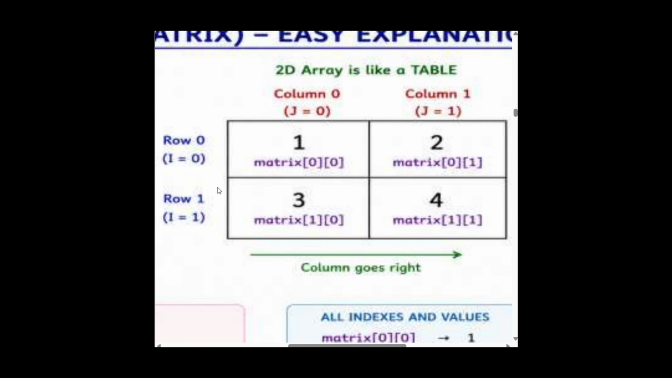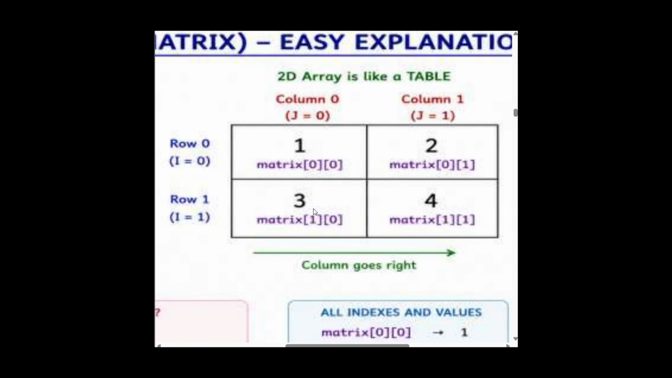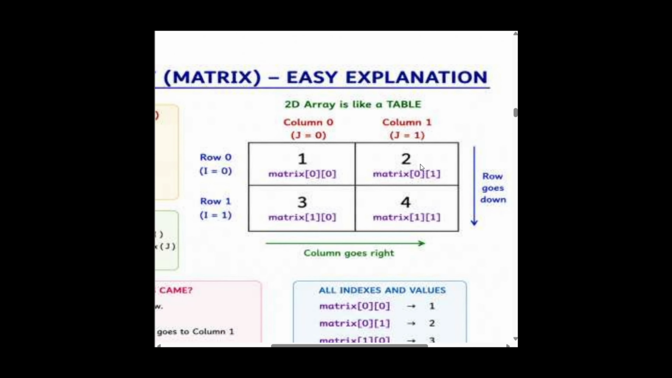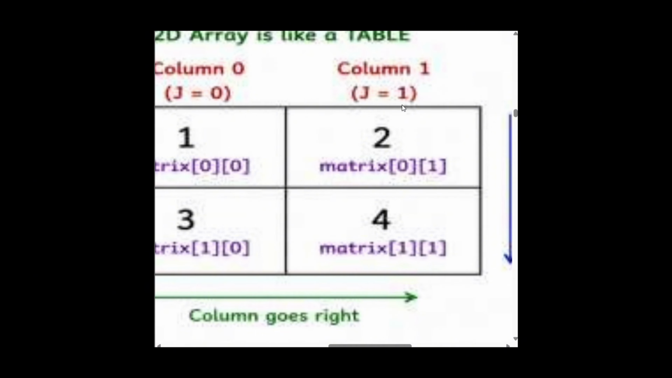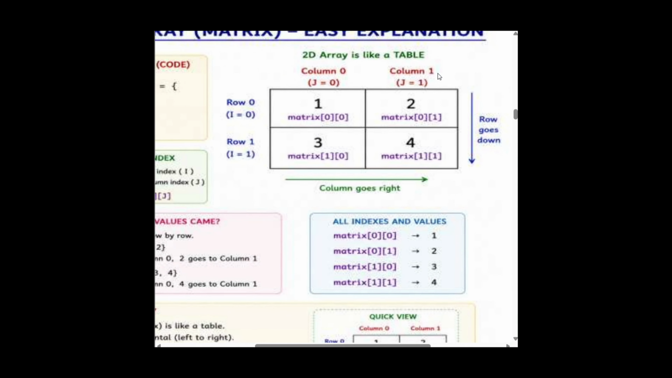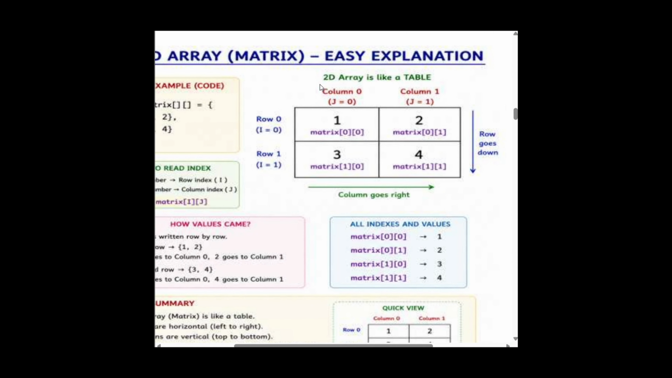Now look at it vertically. The first vertical line contains 1 and 3. So now we are understanding about columns. This is column 0. And the second vertical line contains 2 and 4. This is column 1. So columns move from top to bottom.